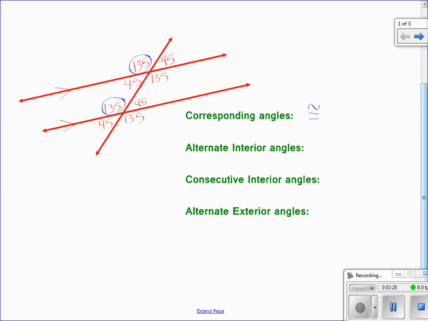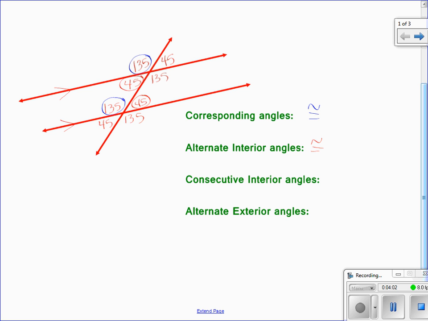What about the alternate interior angles? Which ones are those? Which one is the alternate interior angle to this one? Yep. So these are the alternate interior angles, a pair of them. Are they equal? So these are also congruent.